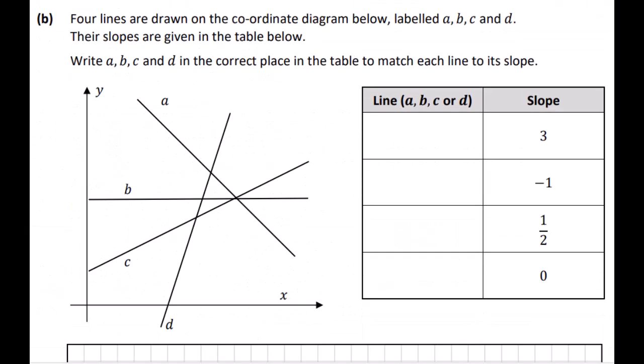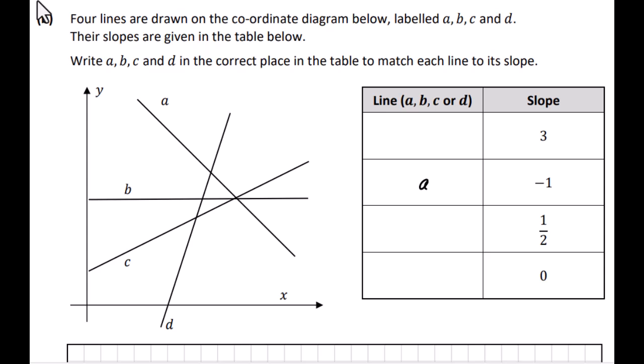Let's have a look at part B. 4 lines are drawn on the coordinate diagram below, labelled A, B, C, D. Their slopes are given in the table below. Write A, B, C, D in the correct place in the table to match each line to its slope. Well, there's only one slope here with a negative, so we can identify that one anyway. So the only negative sloped line is A. So that's going to be A there.